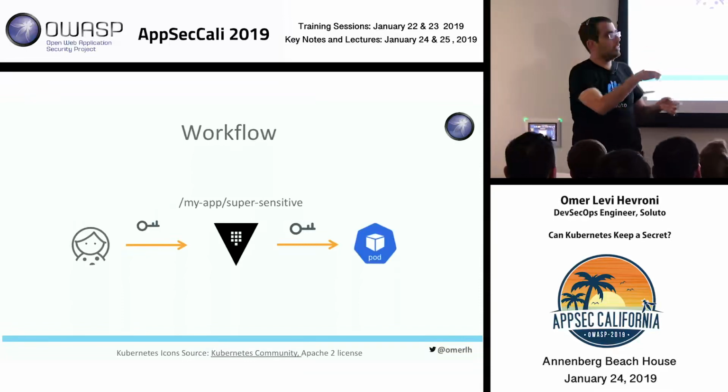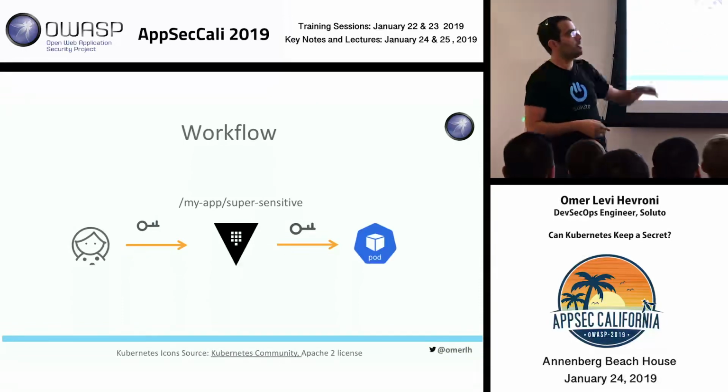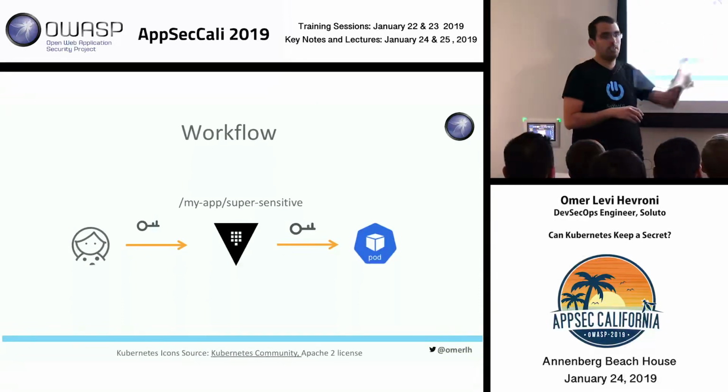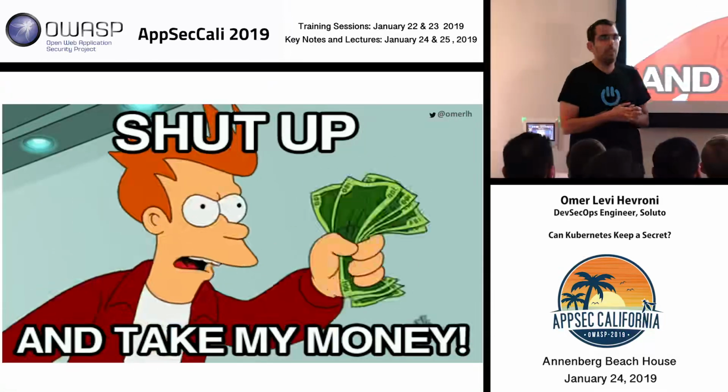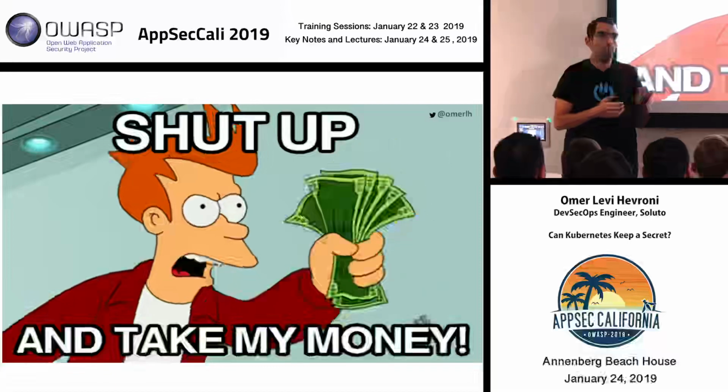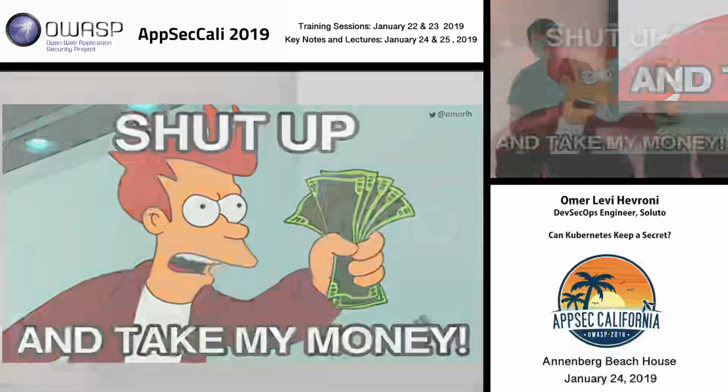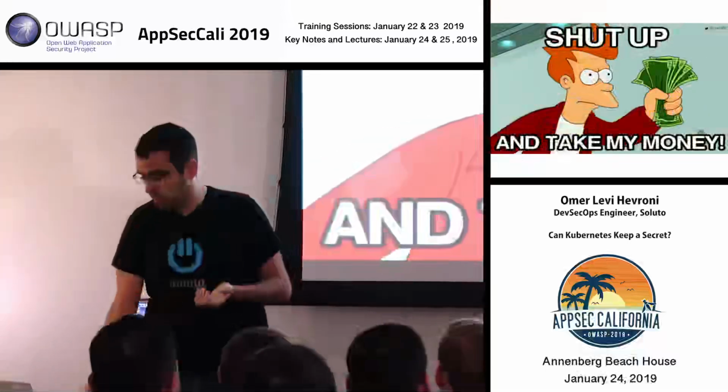The user puts the secret in the vault under /my AppSec super sensitive, and my pod can just read it like I showed before. This is really impressive, and we started to look at it because it sounds like it can solve all our problems. But let's again take a deeper look.